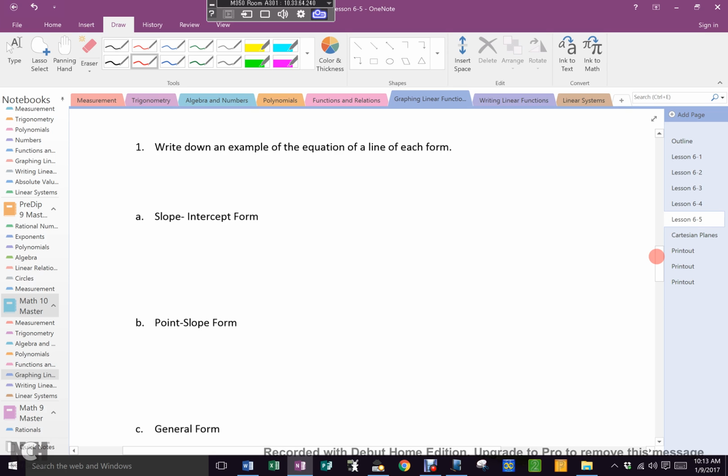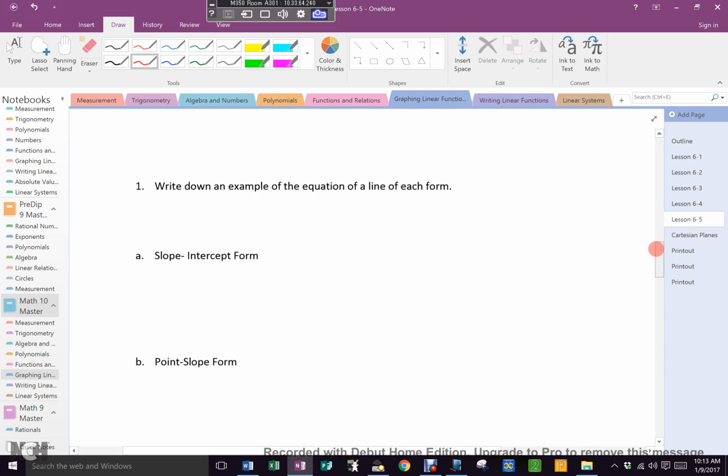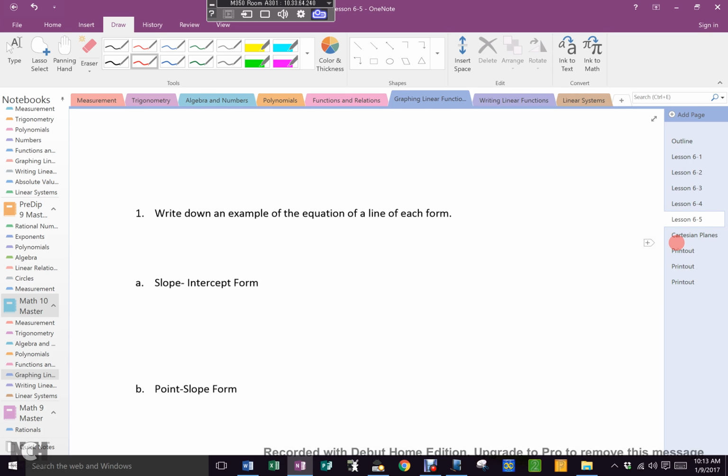All right. Italy just had its own flag. Let's do this. We need an equation. You guys should have this. It should be your next page. We don't have it written down. We don't have the single A, B, C, but we have the same thing. We write down an example of the equation of a line.